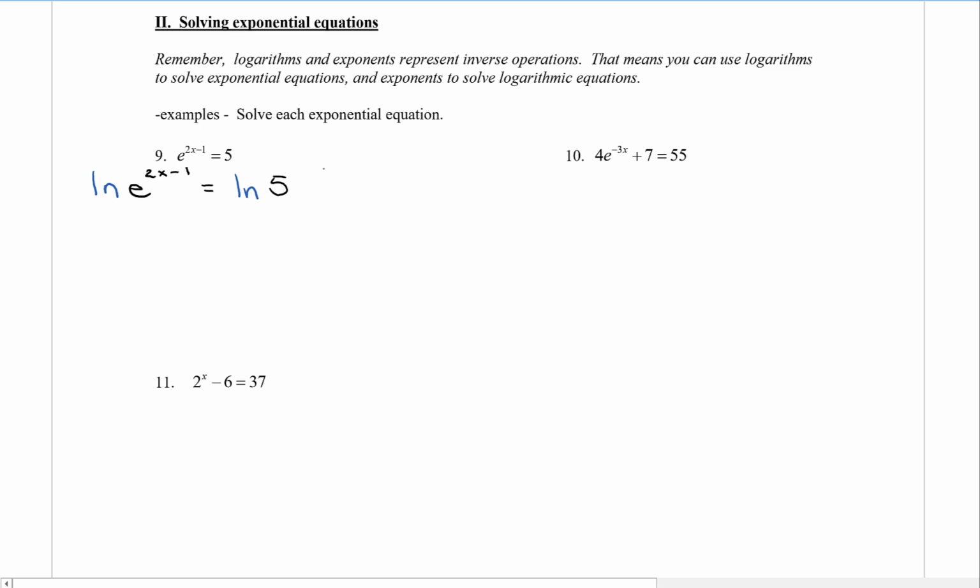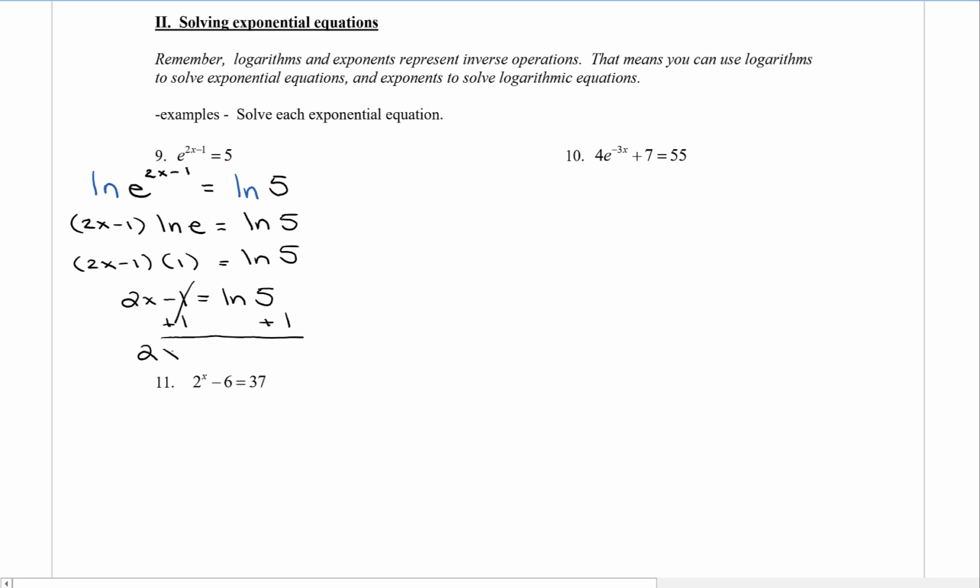Now I can use the power rule for logarithms. Let's bring the exponent down in front of the log and multiply it to the ln of e. So we get the quantity, we're going to open up a set of parentheses, 2x minus 1, close the parentheses, times the natural log of e equals the natural log of 5. So this will be the quantity 2x minus 1 times 1, because the natural log of e is 1, is going to be equal to the natural log of 5. So here we have 2x minus 1 equals natural log of 5. I'm going to add 1 to both sides, and we will have 2x equals 1 plus the natural log of 5.